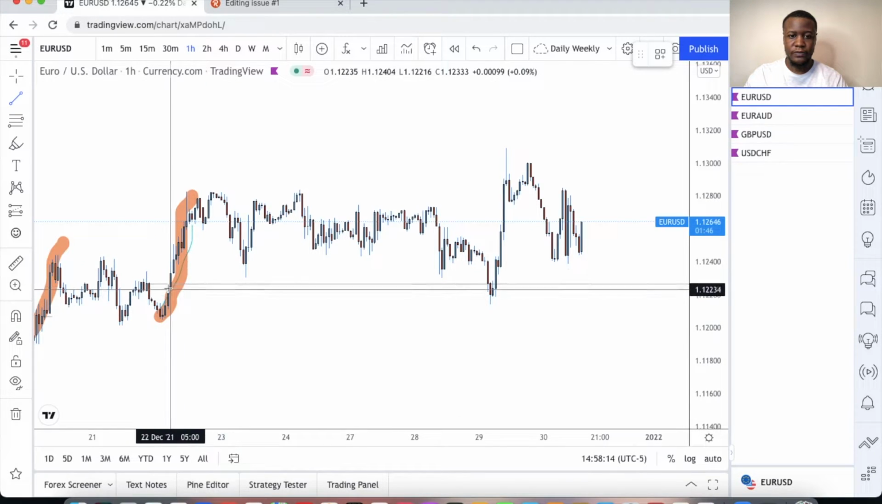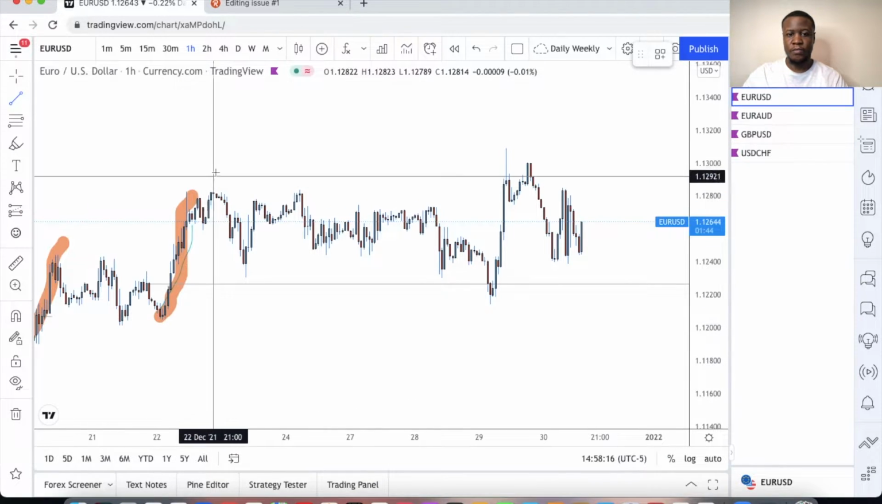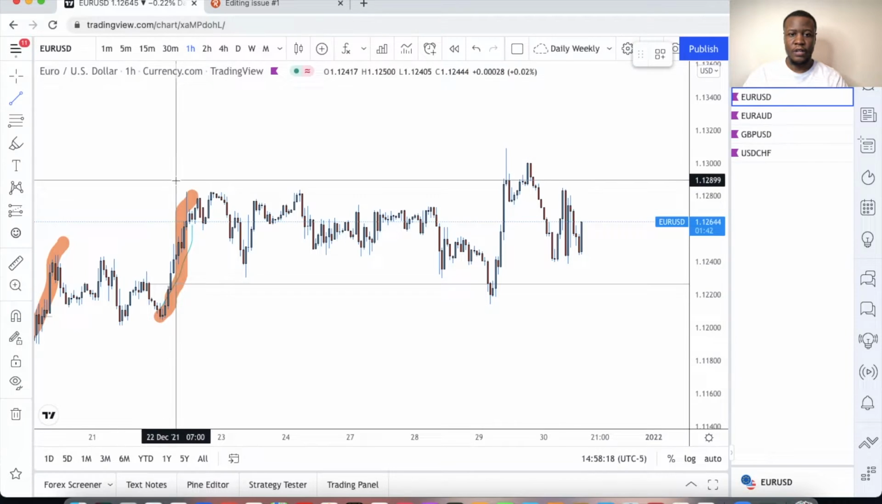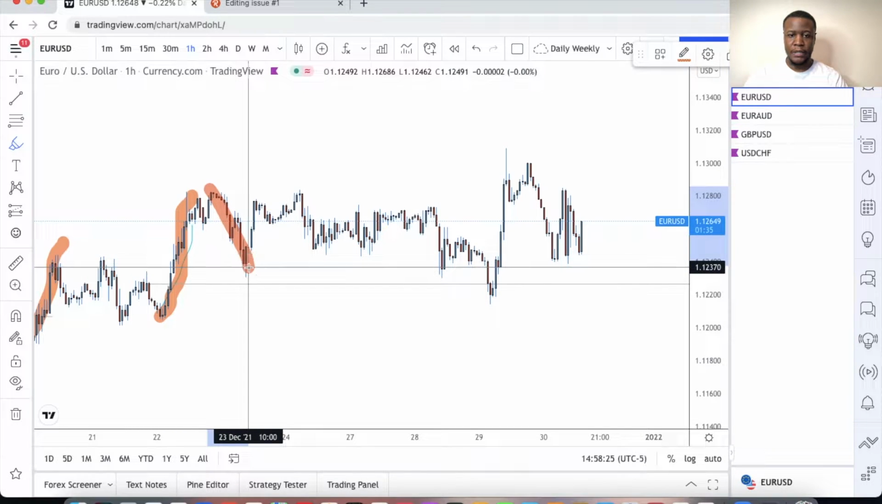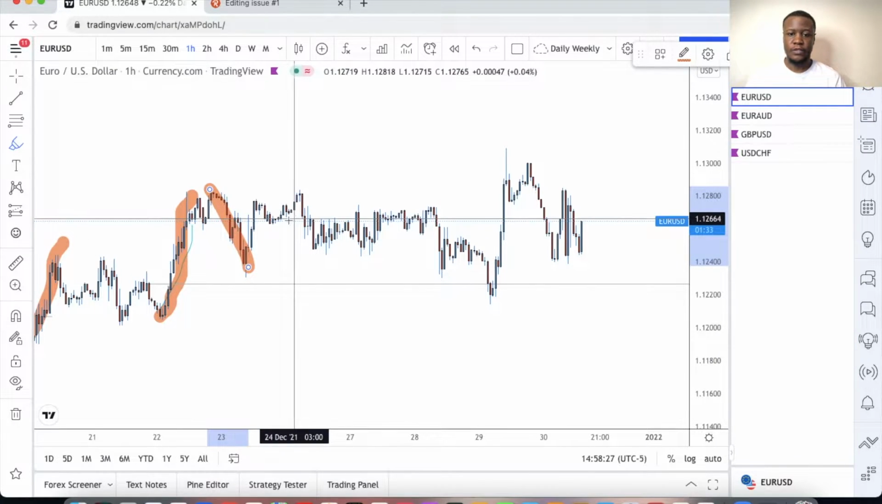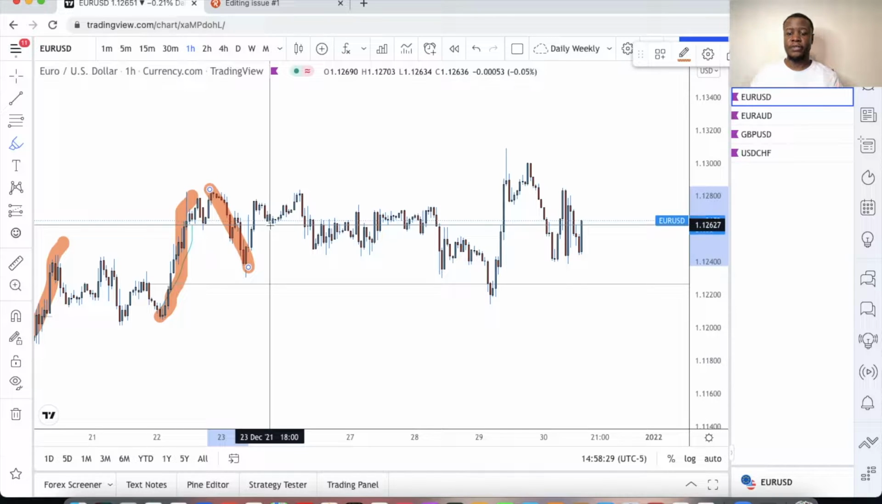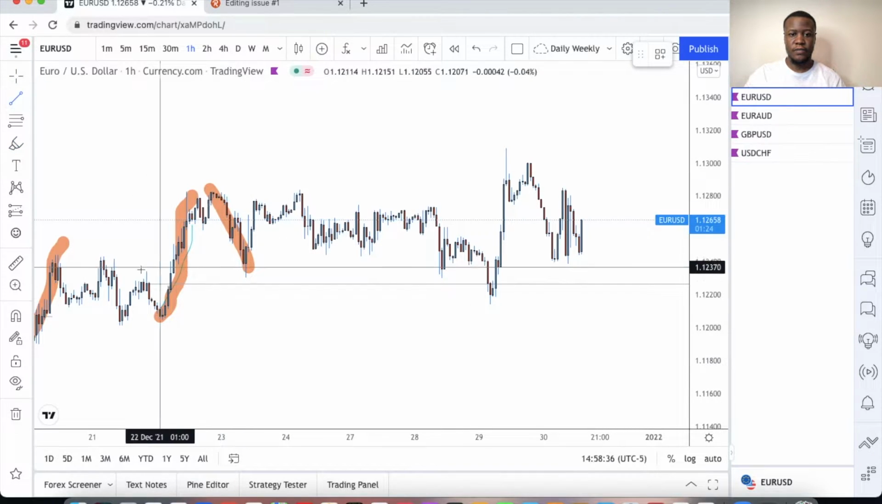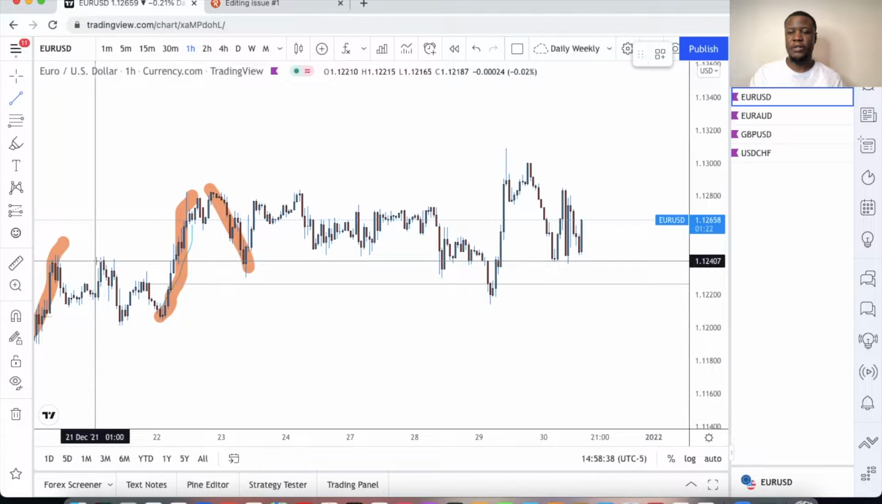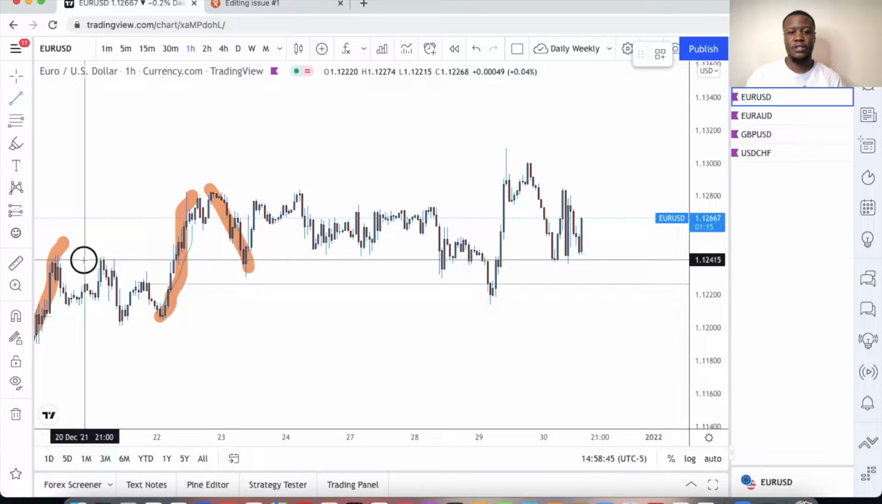So we got this impulse move without any major pullback, and then eventually we get the pullback right here. As a new trader, you might have some traders that actually take a trade from right here because they're pretty much trading support and resistance. But support and resistance is not always support and resistance.